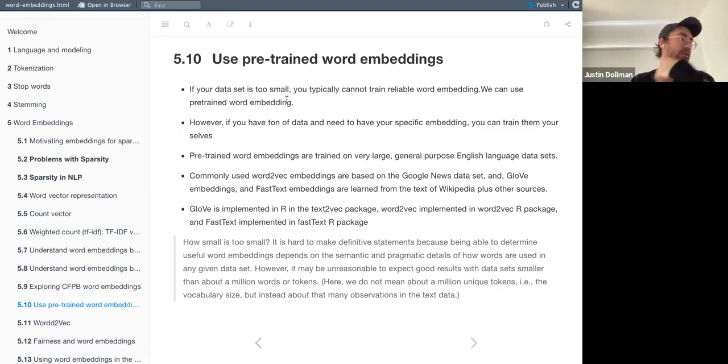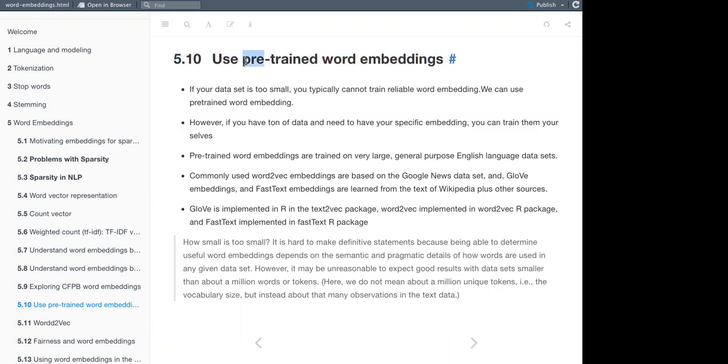Okay, so using pre-trained word embeddings in NLP. This is what many people are using, and it even inspired many other models like BART and so on. In the previous way of creating embeddings, you need a large amount of data. But if your data is too small, you can use pre-trained embeddings, which are trained on very large data, like word2vec trained on the Google News dataset, and GloVe and fastText learned from Wikipedia plus other sources. I think these are the most widely used pre-trained embeddings, and they capture a lot of semantic meaning.